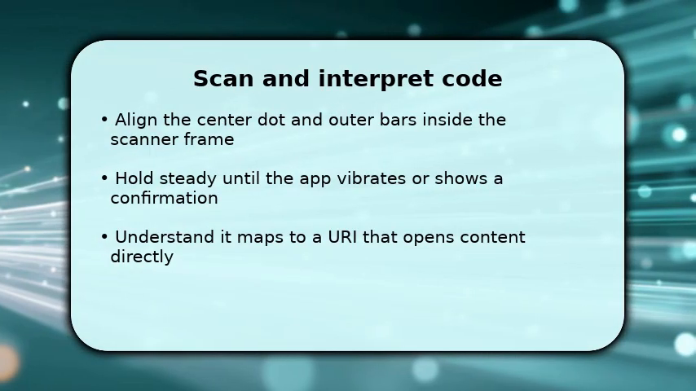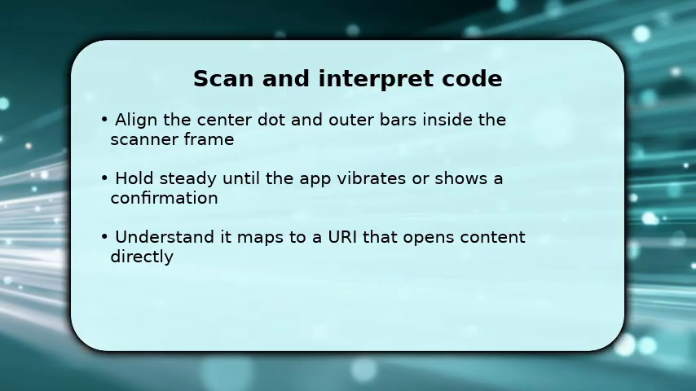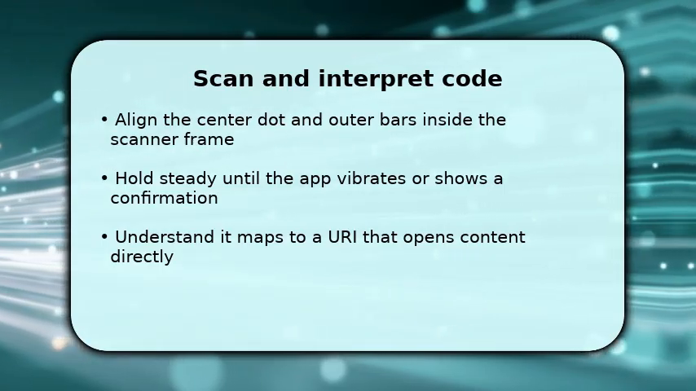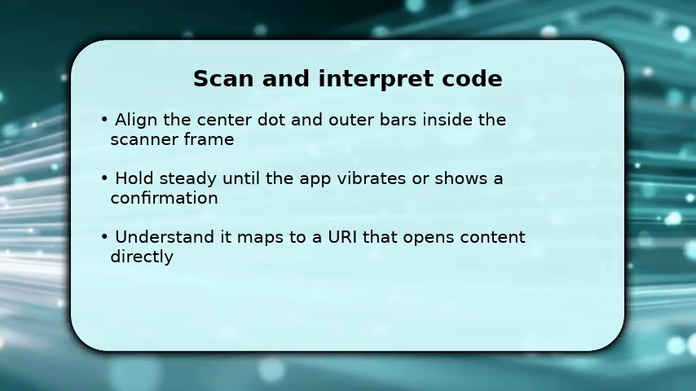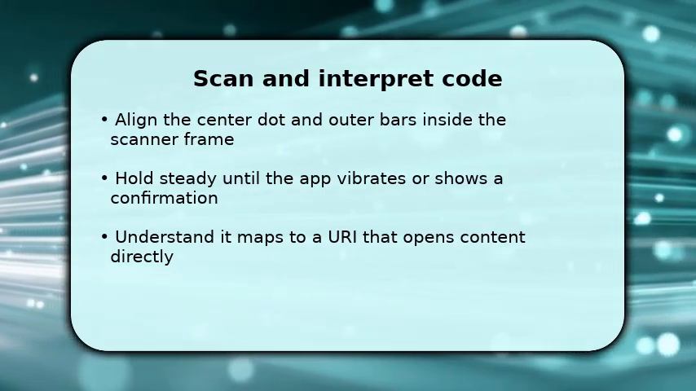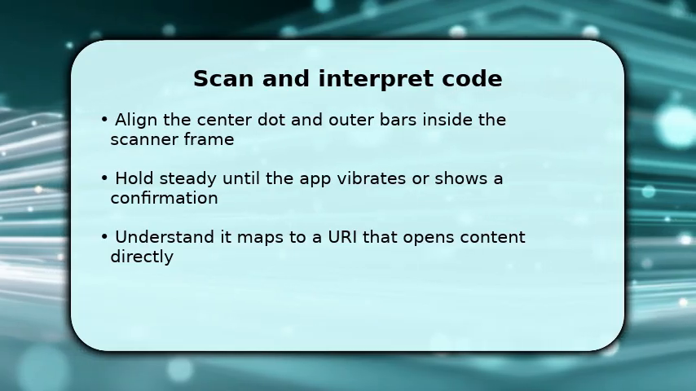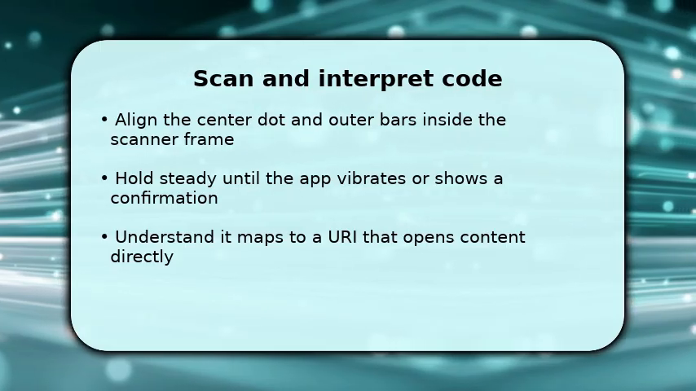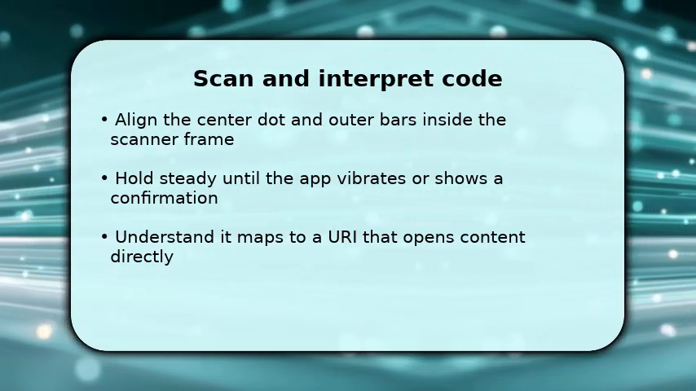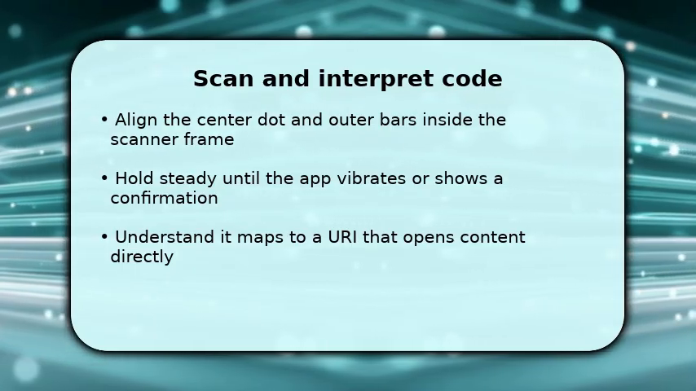Once the scanner is active, align the circular code so the central dot and surrounding bars sit inside the frame. Small offsets can cause failure, so reposition rather than zoom. Keep the device still for 2 to 4 seconds. The app will typically vibrate or display a loading circle when it detects the pattern. If it opens a page, note the code points to a Shopify URI. That's how the app knows which track, album, or playlist to load, which speeds content sharing and discovery.